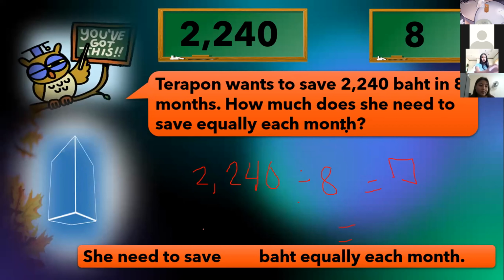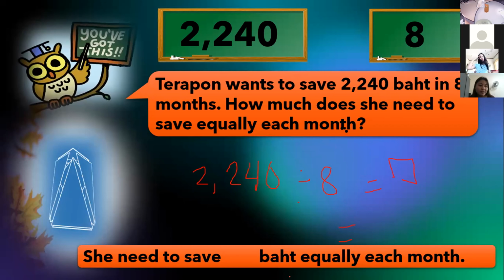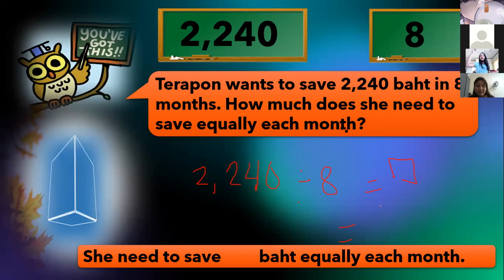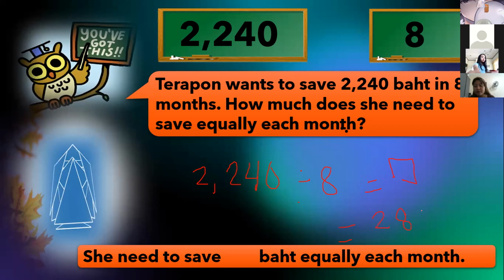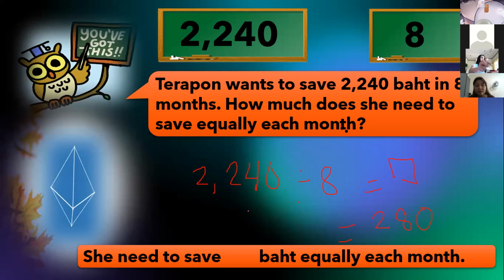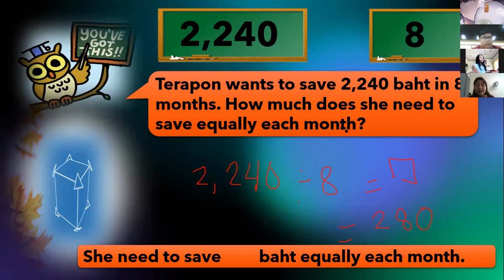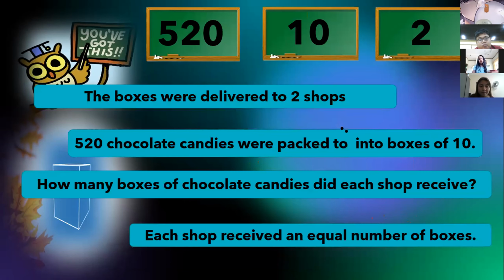The answer is 280. Okay, very good, bonus. So this is the answer: 2,240 divided by 8 is equal to 280. So it means she needs to save 280 baht. Okay. So, I think it's already time.